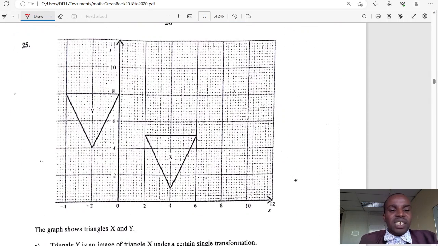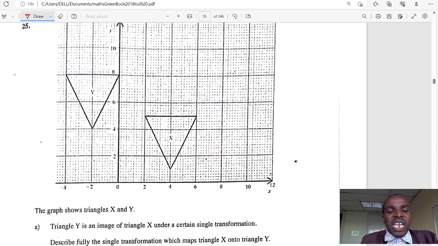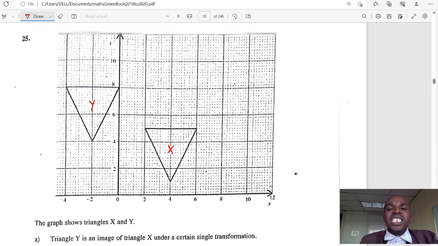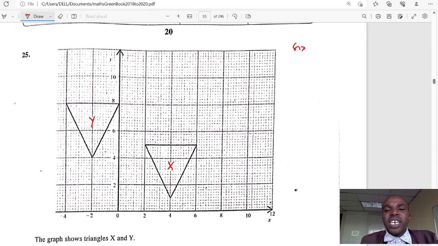This one is transformation. The graph shows triangles X and Y. Triangle Y is an image of triangle X under a certain single transformation. Describe fully the single transformation which maps triangle X onto triangle Y. X onto Y, so this one is Y, and this one is X. Right, X onto Y, so you check. Number 1, you check on the direction, you check on the size.